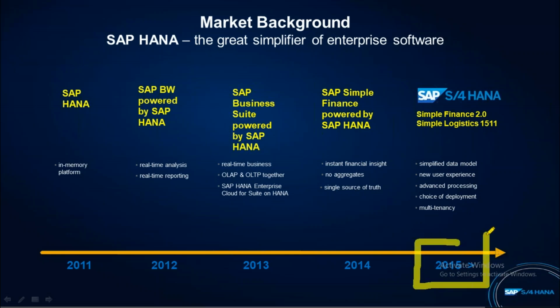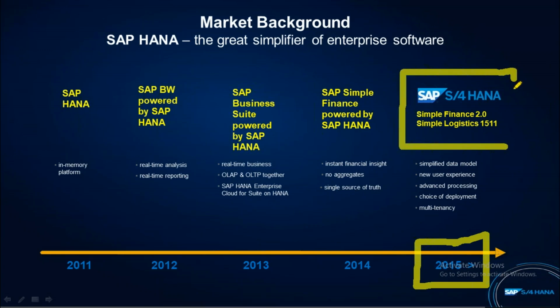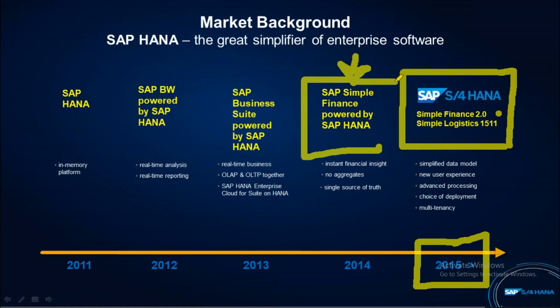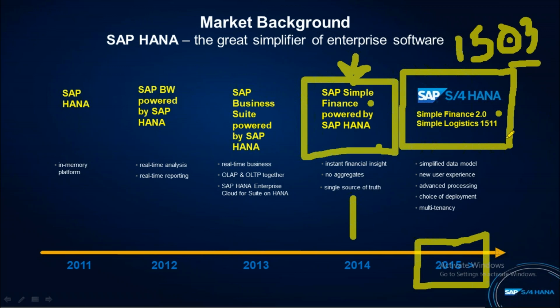The following year is the 2015 first release of the S/4HANA, with the Simple Finance 1, followed by Simple Finance 2. The Simple Finance 1 is over here. Some customers may still ask you about Simple Finance 1.0 version. This is the 2014 version. And Simple Finance 2 is when you have the 1503 version of the S/4HANA. 1503 implies 2015, and the 03 is the March edition in which the S/4HANA Finance was released.